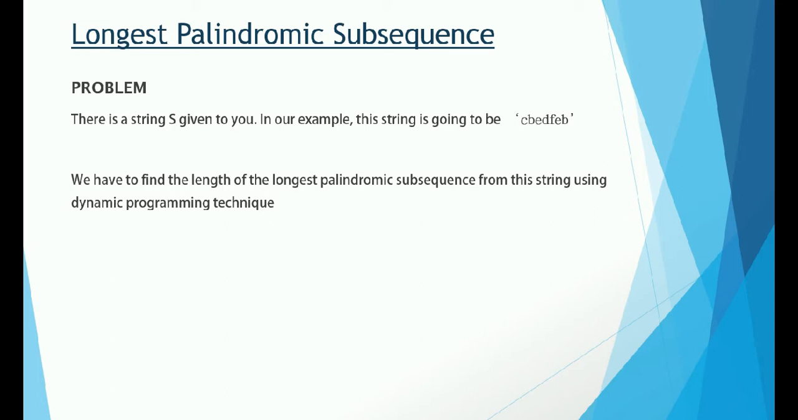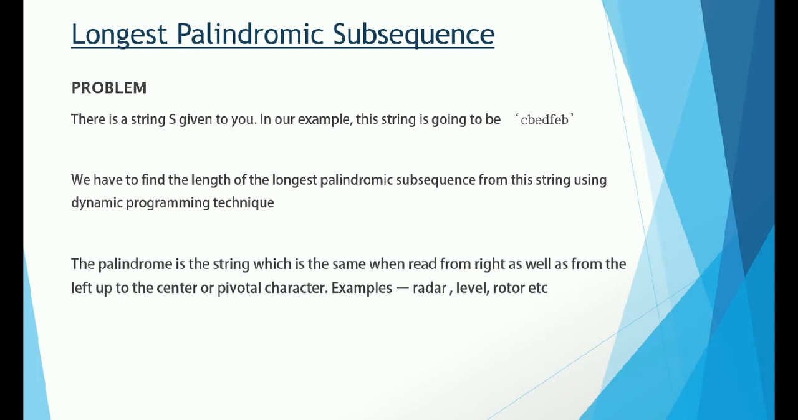Okay, now for those of you who don't know what a palindrome is, a palindrome is a string which is the same when read from the right as well as from the left up to the center or pivotal character. Examples include radar, level, rotor. They are the same from the left as well as from the right up to the pivotal point, like D, V, and T in these three strings.